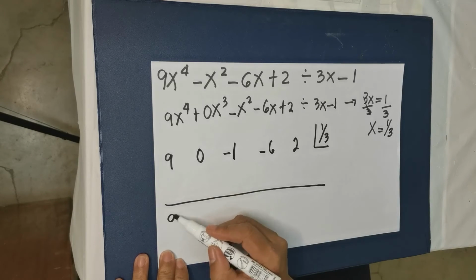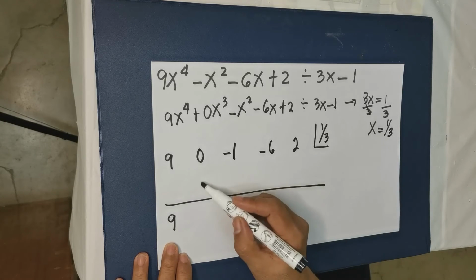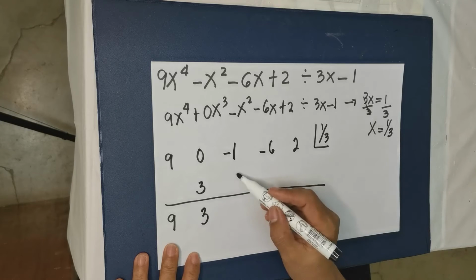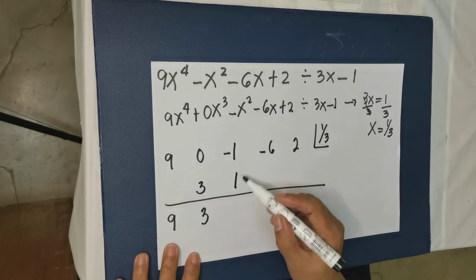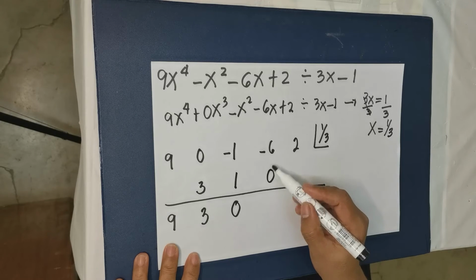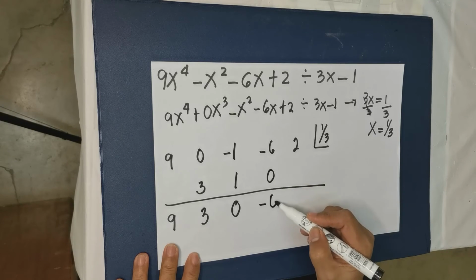Then bring down your 9. 9 times 1/3 is 3. 0 plus 3 is 3. 3 times 1/3 is positive 1. Negative 1 plus positive 1 is 0. 0 times 1/3 is 0. Negative 6 plus 0 is negative 6.